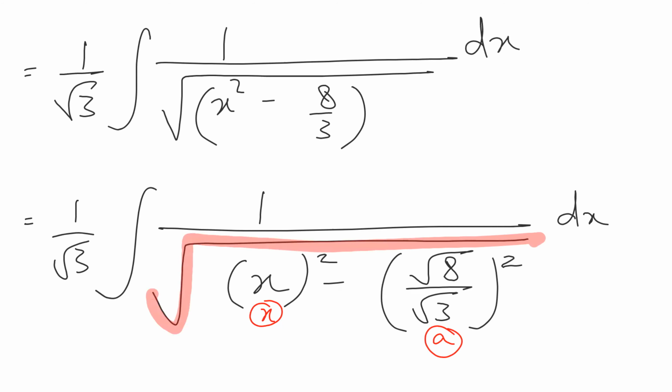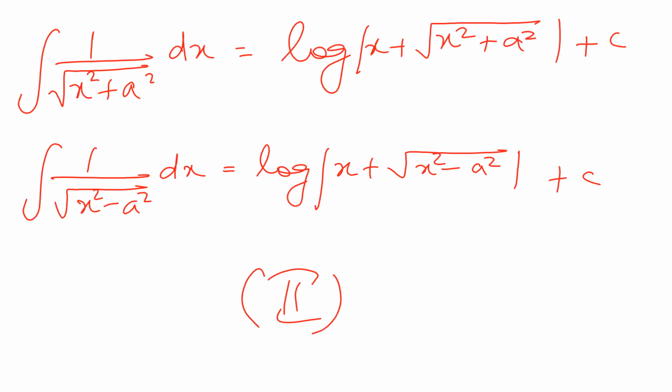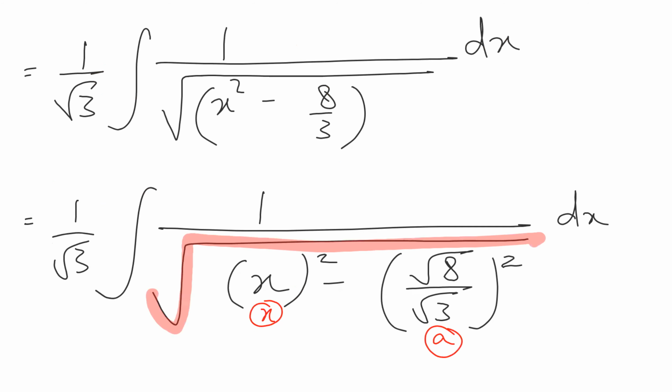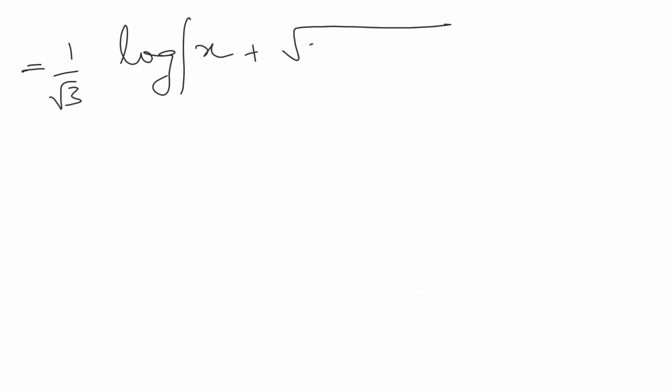1 upon root of x square minus a square. So it will be from the second category. First write down the formula. So after this step, I'm going to write down the formula: 1 by root 3, log modulus x plus root of x square minus a square.